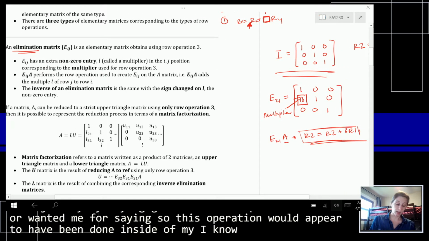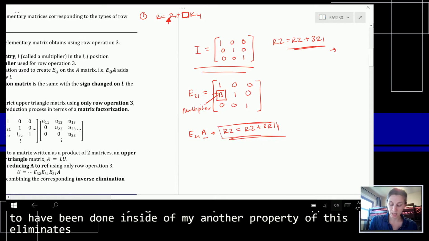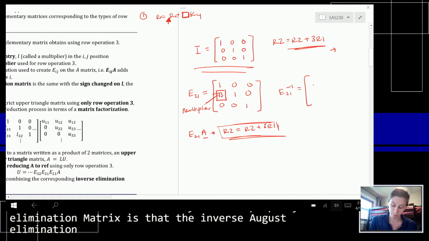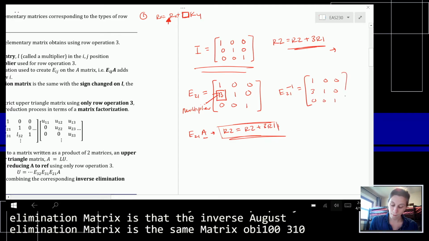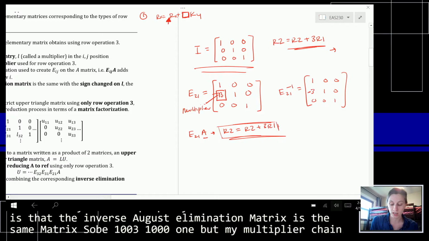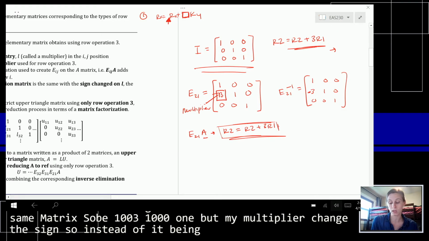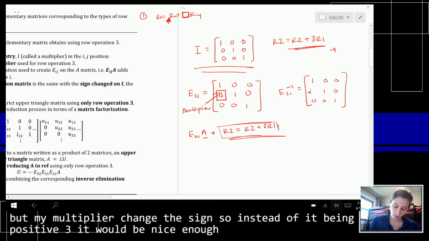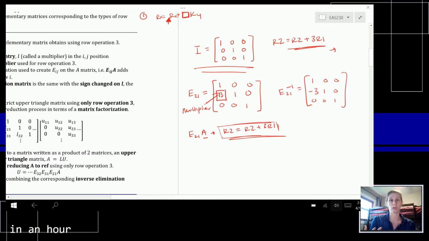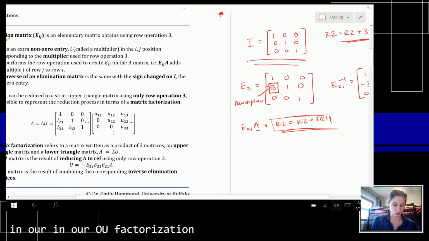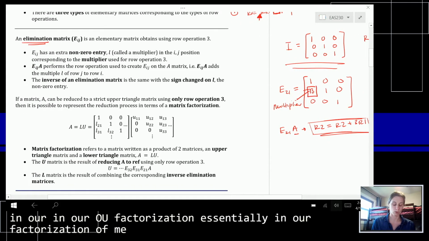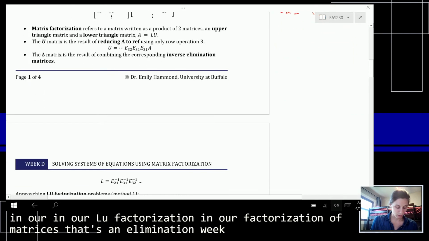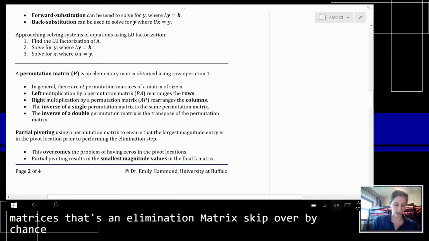Another property of this elimination matrix is that the inverse of this elimination matrix is the same matrix. So it would be 1, 0, 0, 3, 1, 0, 0, 0, 1, but my multiplier changes the sign. So instead of it being positive 3, it would be negative 3. And that's important because it will show up in our LU factorization, essentially, in our factorization of matrices. That's an elimination matrix.